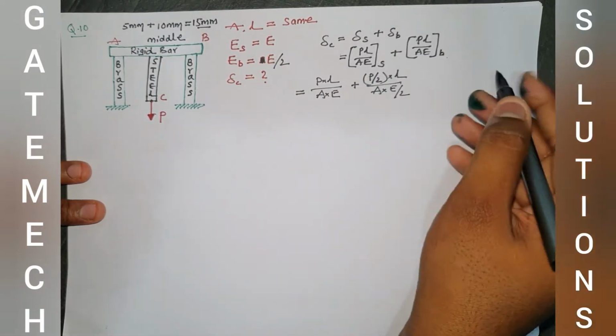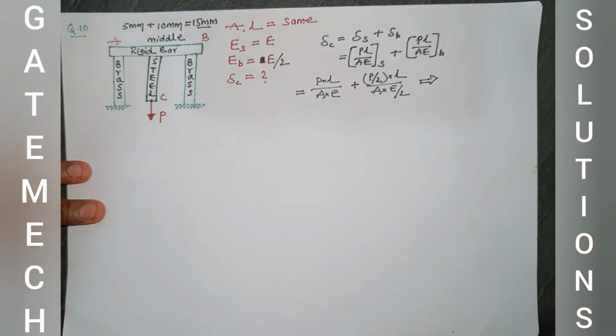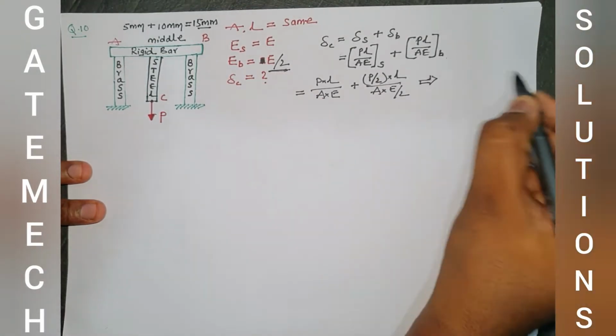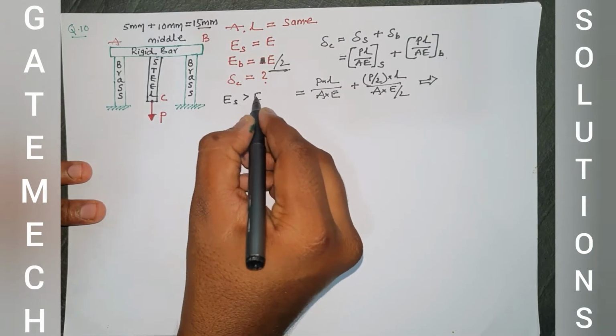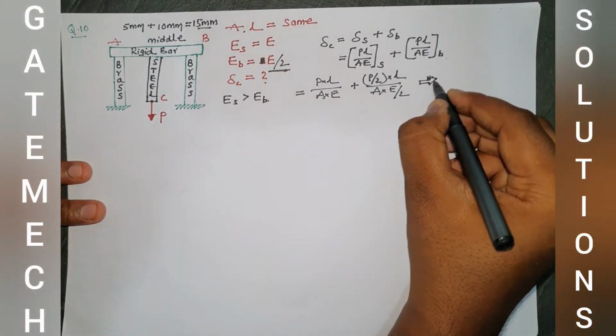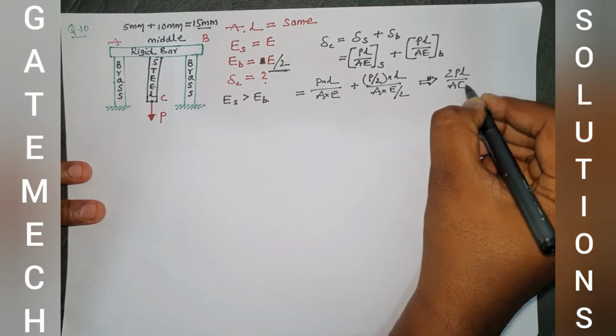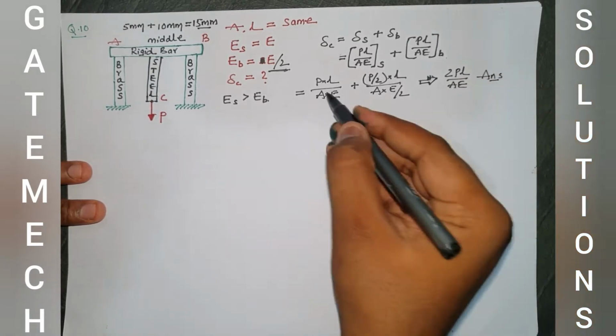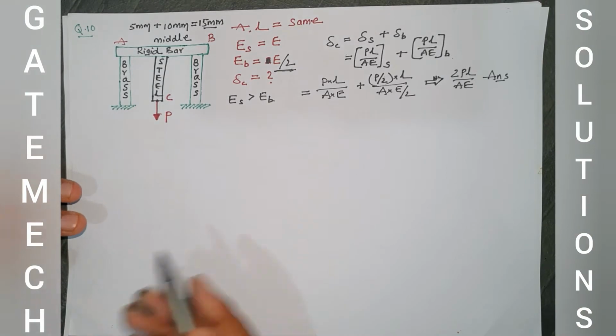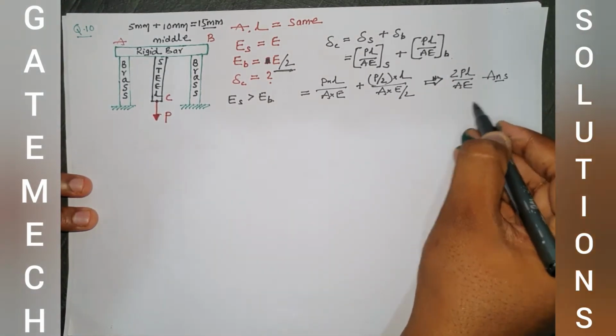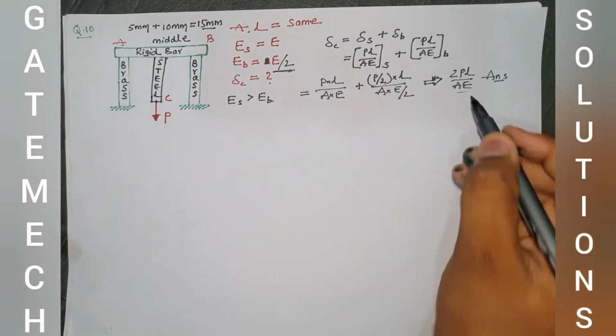PL by AE here, also PL by AE. Finally you will get the answer, sorry for this, this is the correct relation: E of steel is generally greater than E of brass. So this will be 2 times PL by AE. This is the correct answer for this question. PL by AE here, PL by AE here. There were options given like PL by AE, 2 PL by AE, PL by 2 AE, some of the options. This is the correct answer for this question.